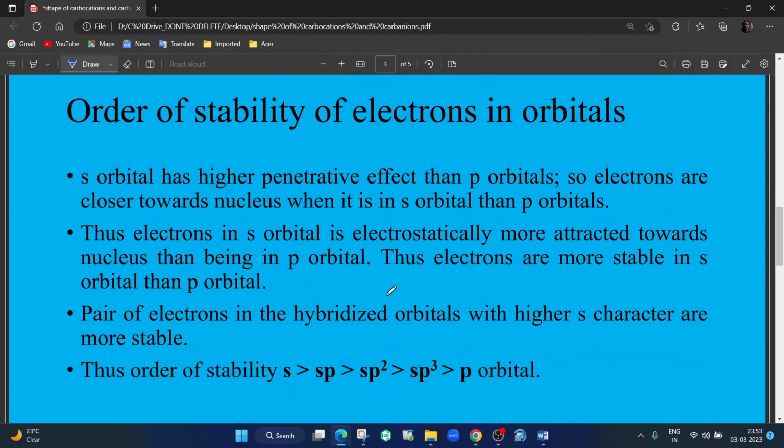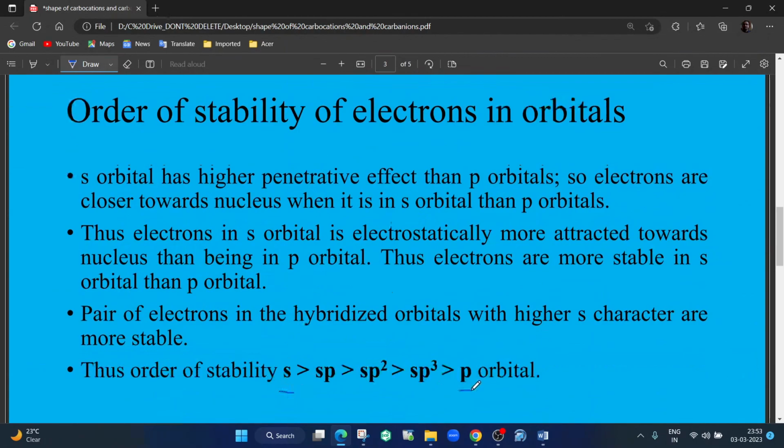So what happens when electrons are in s orbital? They are more strongly attracted towards nucleus. And when they are more strongly attracted towards nucleus, more energy will be released. Anywhere where a stronger attraction is there, more energy is released. So it is more favorable, the system is more stable. So one thing is very clear, electrons in s orbitals are more stable than electrons in p orbital.